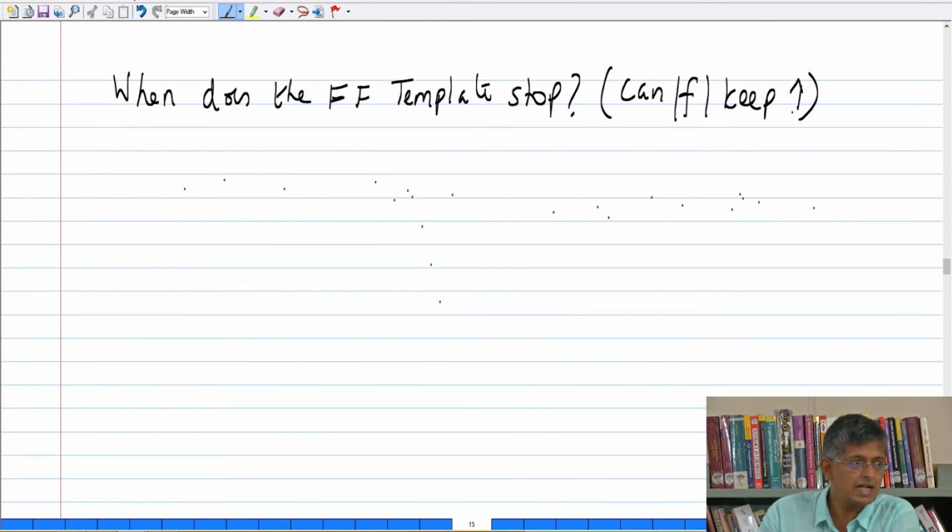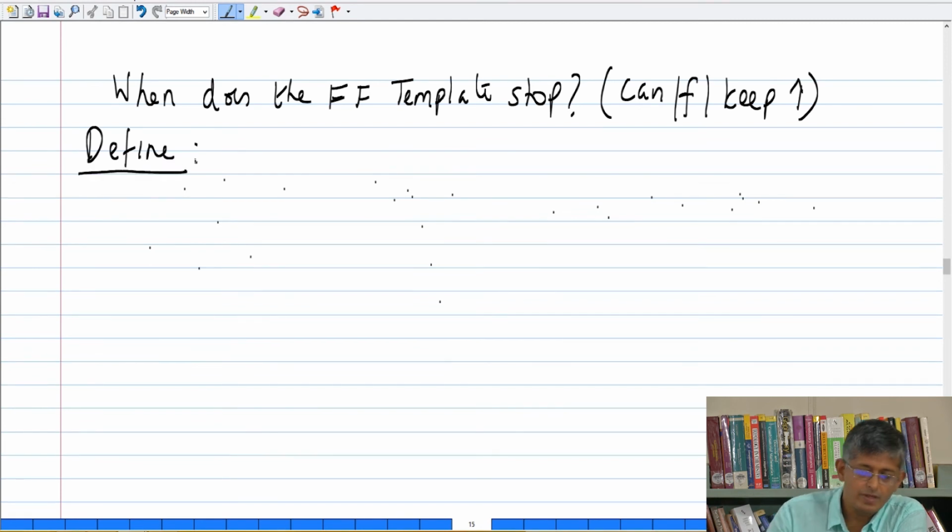To do that, I need to define. To answer this question, I need to introduce some new combinatorial and graph theoretic parameters. I am going to define what is called an ST cut.